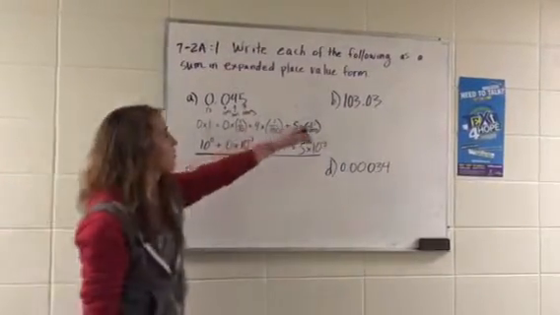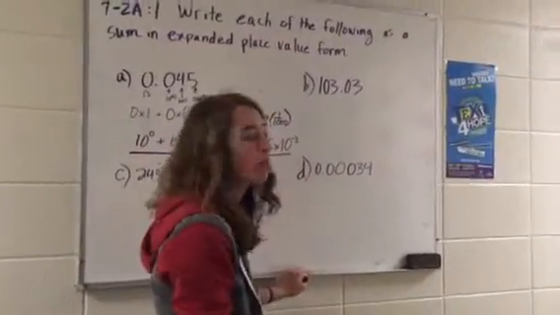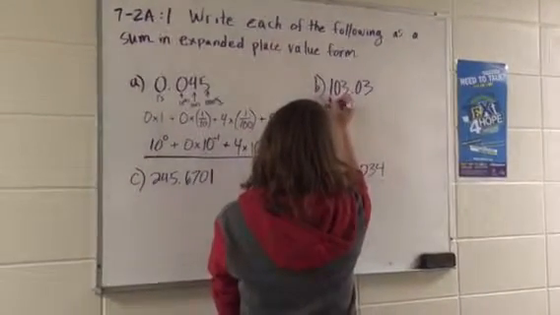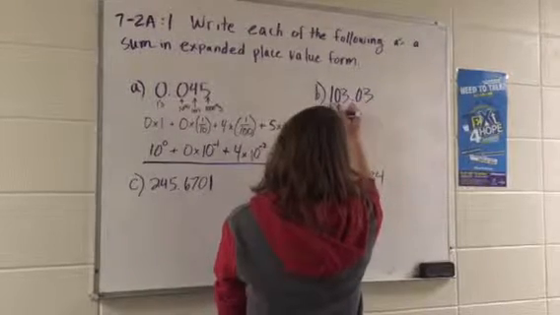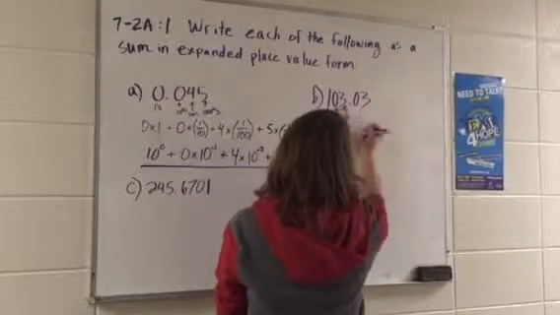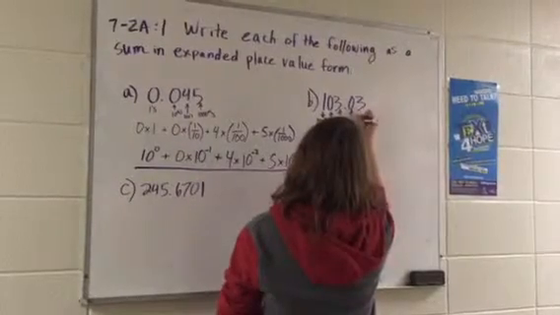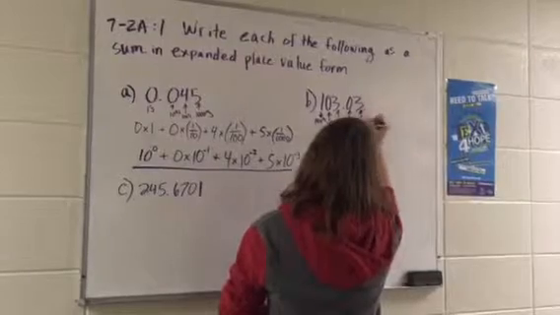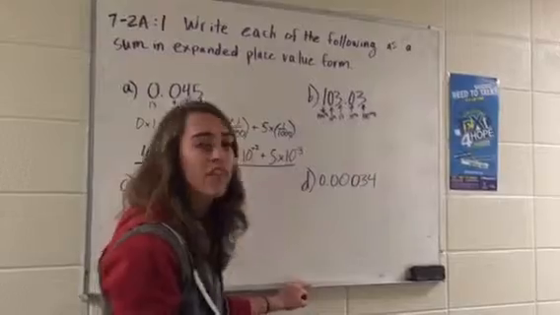We're going to move on to B for now. 103.03. So we're going to break this down again. Right here we have the hundreds place. This 0 is our tens place. And the 3 is in the ones place. Then we have "and" for our decimal point. And then we move on to the tenths and the hundredths. Now we're going to write this thing out.